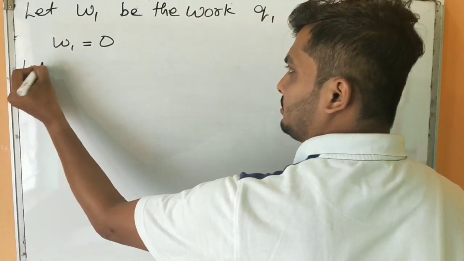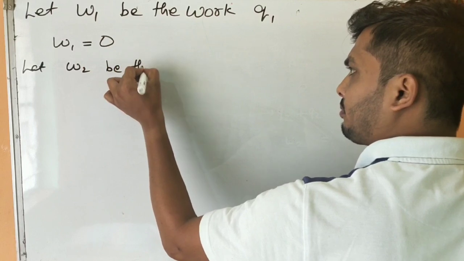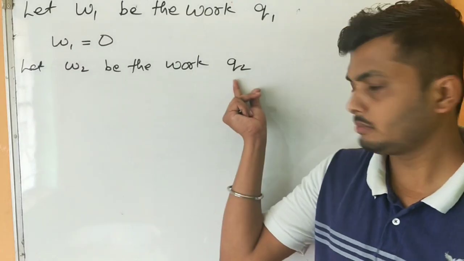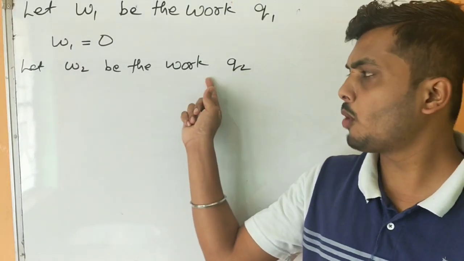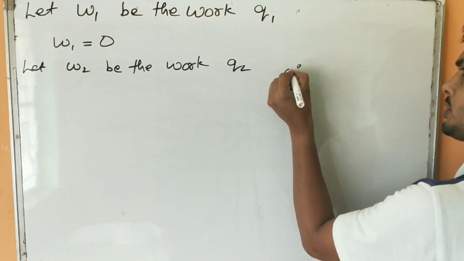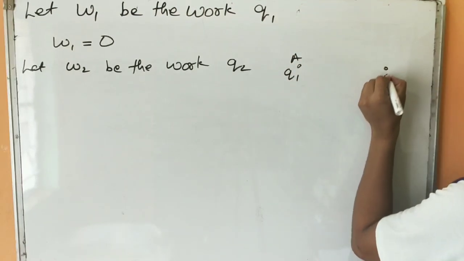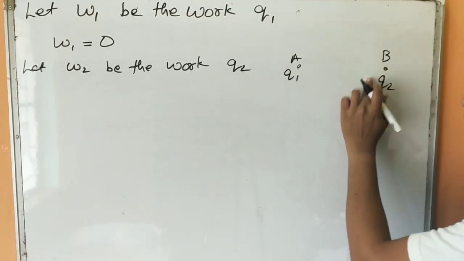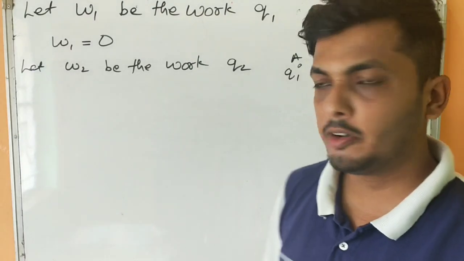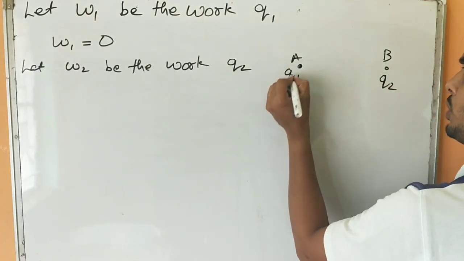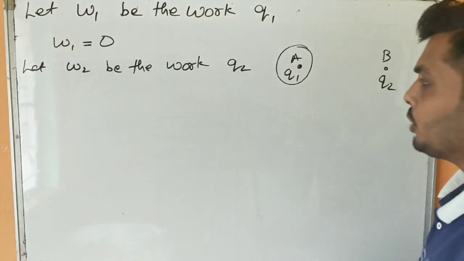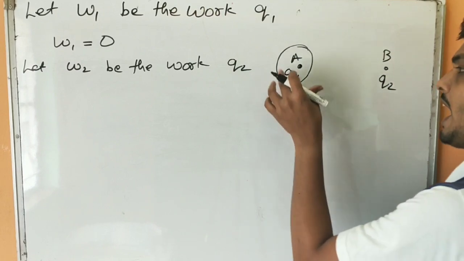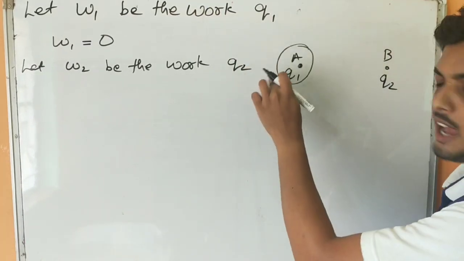Let W2 be the work done by Q2 in bringing that point charged particle Q2 to the point B. So already there was Q1 here at point A. Now you are bringing one more charged particle Q2 from infinity to point B. Now again students, there was no external electric field, but you know that initially this Q1 charged particle already existed here. Now this charged particle would definitely have a certain magnitude, right? Yes or no students?